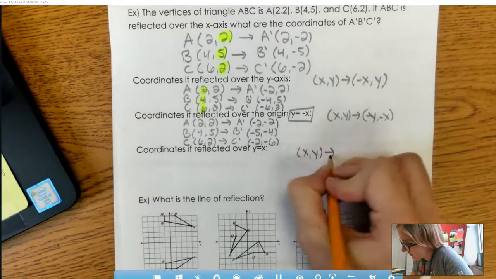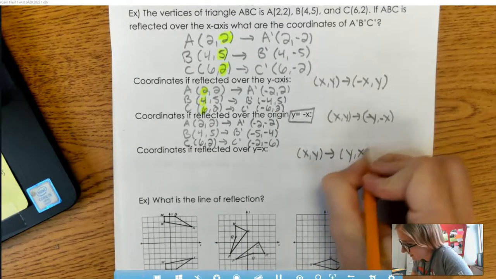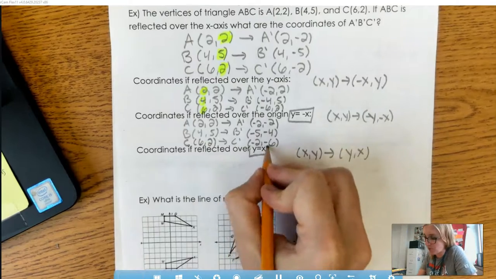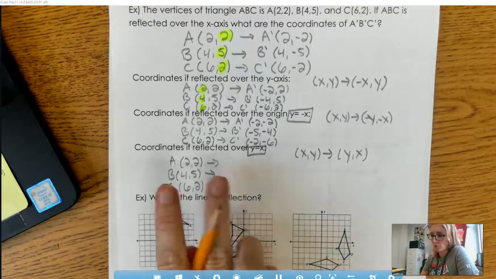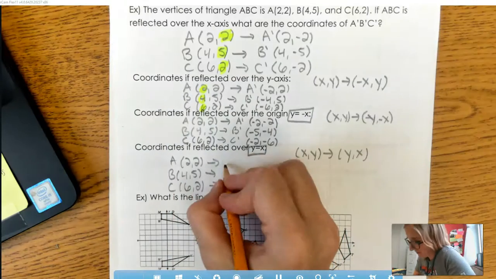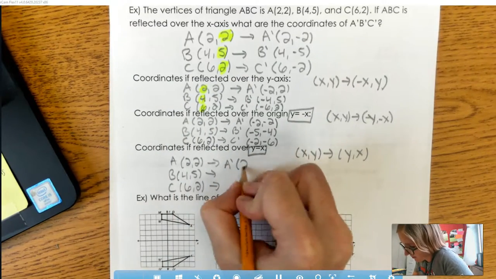Pause the video and apply the rule for y equals x, which is just flipping the two positions. Okay, for this reflection rule, all we're doing is flipping them. We don't need to change any sign now.